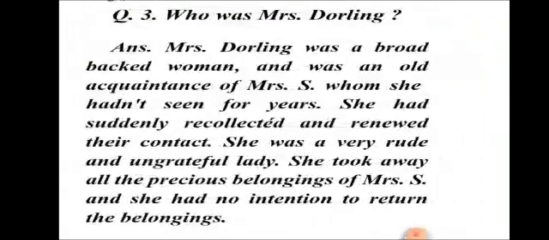Third: Who was Mrs. Darling? Mrs. Darling was a broad-backed woman and an old acquaintance of Mrs. S, whom she hadn't seen for years. She had suddenly recollected and renewed their contact. She was a very rude and ungrateful lady. She took away all the precious belongings of Mrs. S, and she had no intention to return them.